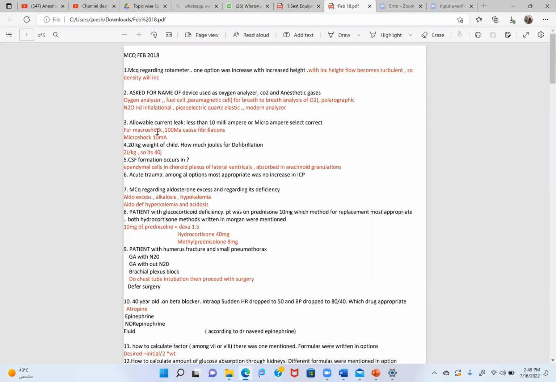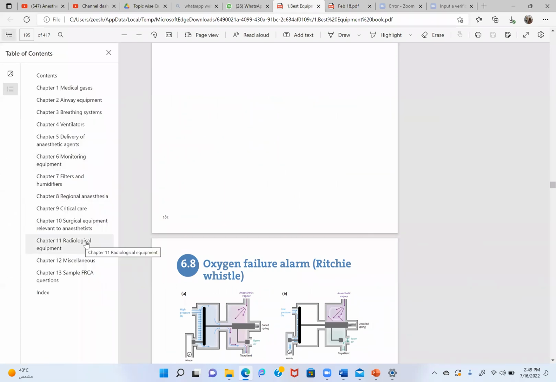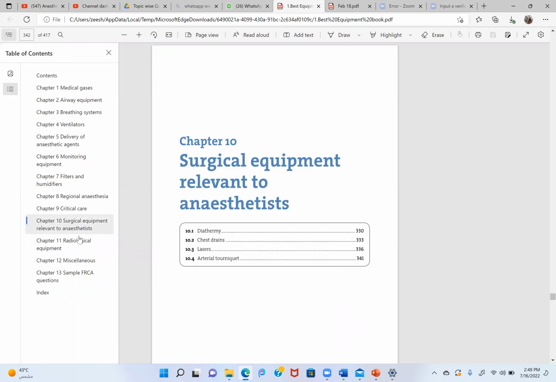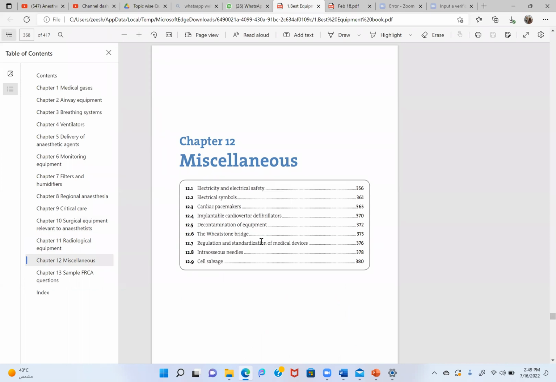Allowable current leak less than 10 milliampere or microampere, select correct. For macro shock, 100 milliampere causes fibrillation. Microshock does. Anyone got any idea about it? I will just try to find out. Sir, actually this question is asking the allowable microshock, and this is different for the different site.